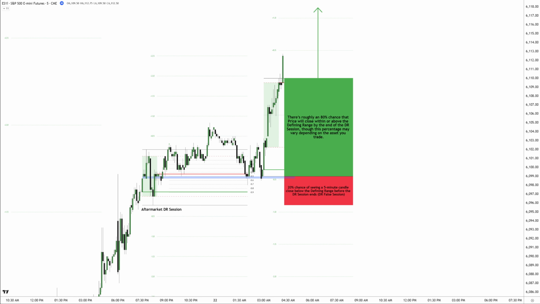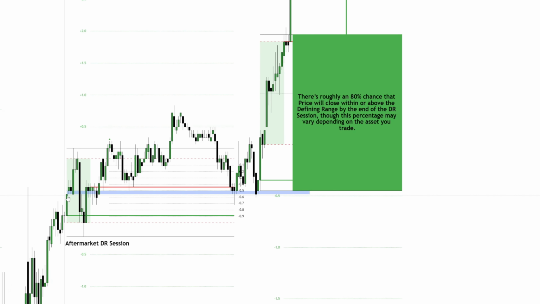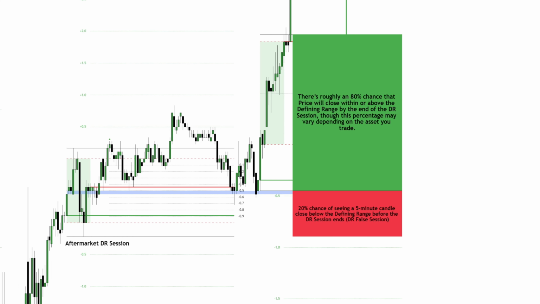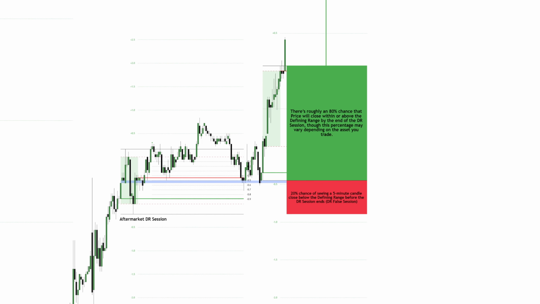With this long confirmation, the probability is now around 80% that price will close inside the defining range or aim for higher standard deviation levels by the session's end, while there's only a 20% probability of price closing below the defining range. This lower probability is further reinforced by the presence of the aftermarket defining range intraday gap imbalance, which sits exactly at that level, acting as a strong barrier for price.